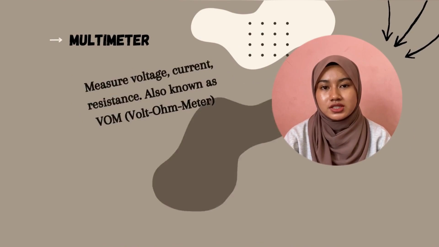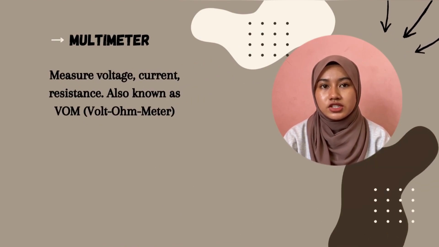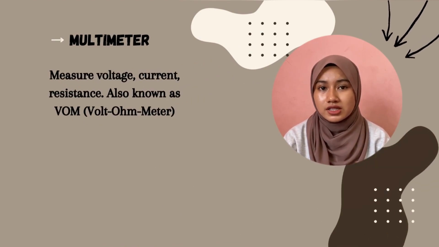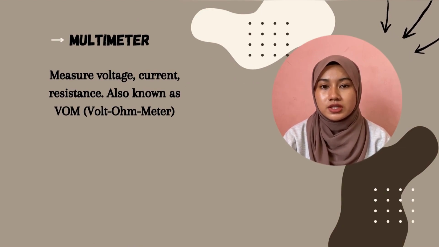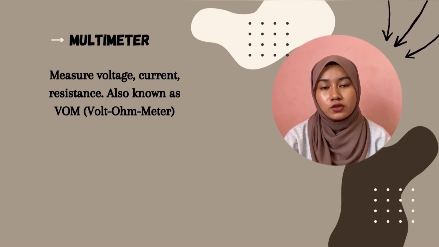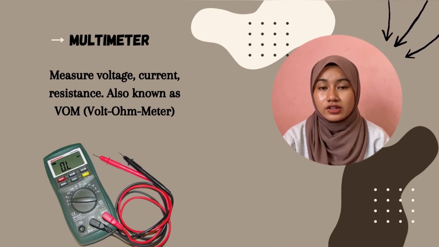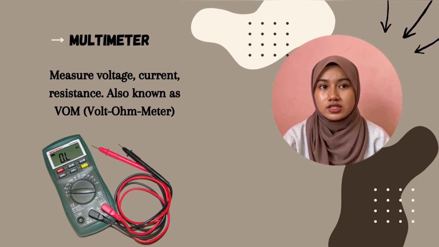Lastly, a multimeter. A multimeter is a measuring instrument that can measure multiple electrical properties. A typical multimeter can measure voltage, resistance, and current, in which case it is also known as a volt-ohm meter, VOM.